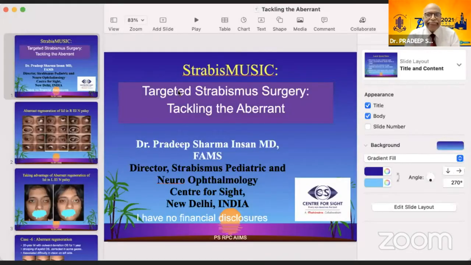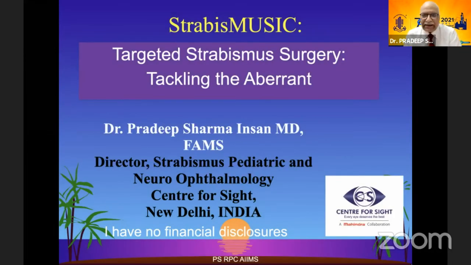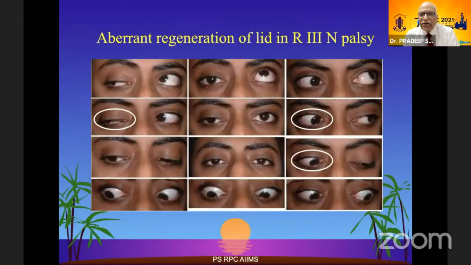Yeah. Now we have the last talk, and I'll be sharing my screen. So this is tackling the aberrant regenerations. Part of it has been covered by Dr. Rohit, on the aberrant regenerations in the third nerve, which is very commonly seen.